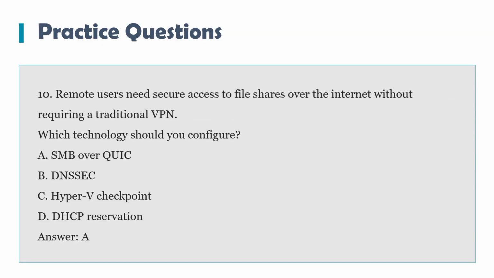10. Remote users need secure access to file shares over the Internet without requiring a traditional VPN. Which technology should you configure? A. SMB over QUIC. B. DNSSEC. C. Hyper-V checkpoint. D. DHCP reservation. Answer: A.